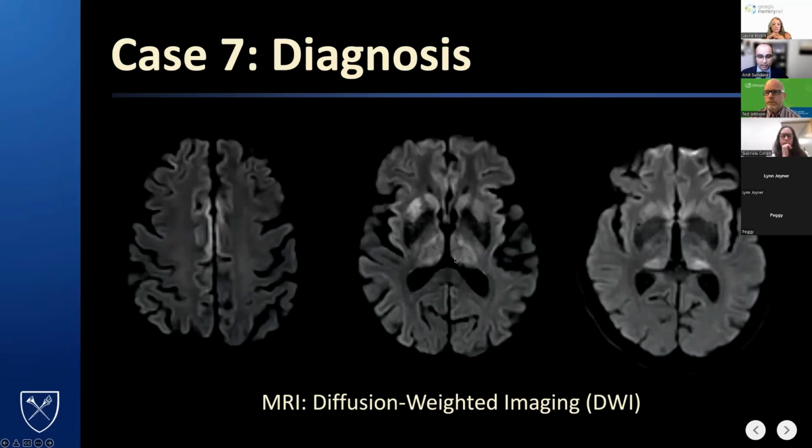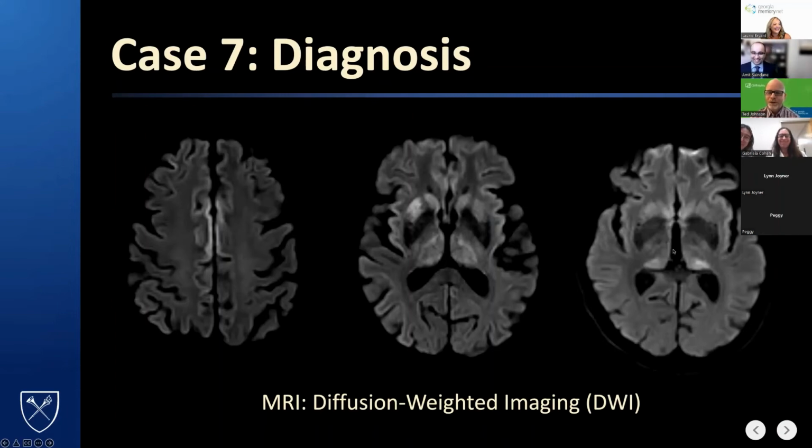And if we correlated this with the ADC map, which is a calculated map that actually quantifies whether there is diffusion restriction or not, it would be dark on that map, and it would show us that there is diffusion restriction in the cortex and these deep gray matter structures. We quickly went to graduate level neuroradiology.